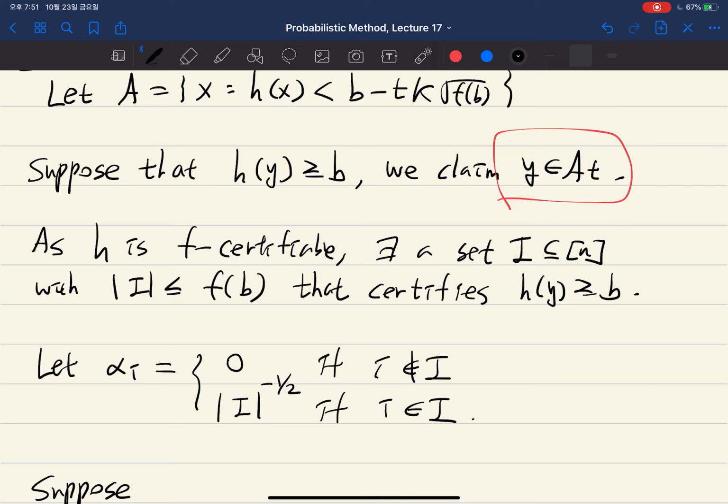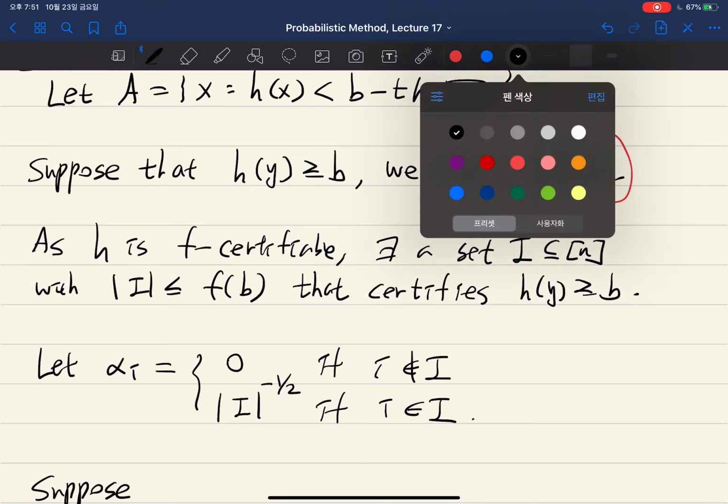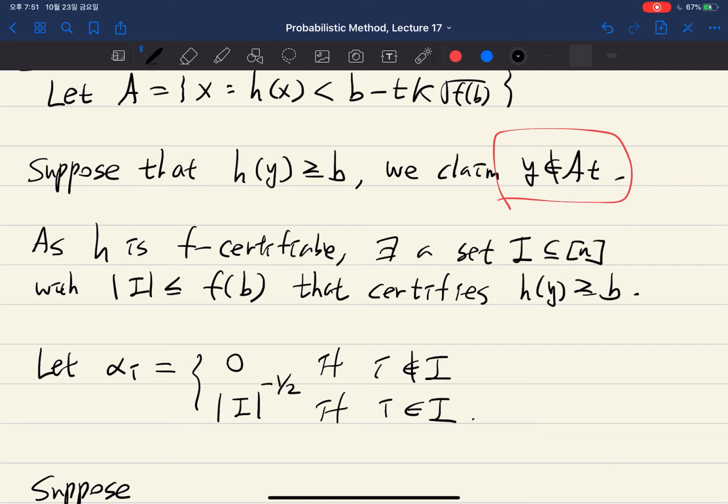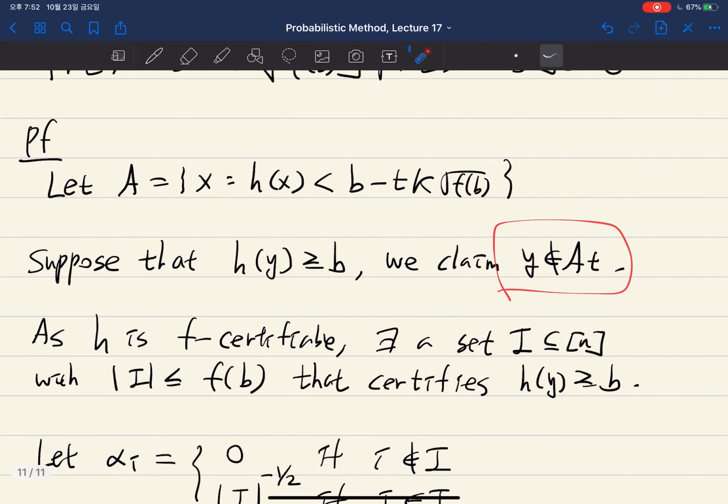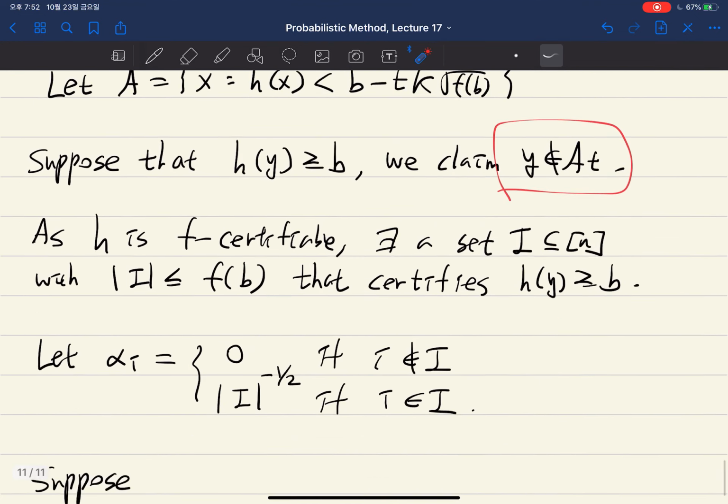Wait, sorry. Is it what you want to show? Let me check. Sorry, I didn't write it correctly. We want to claim that this is not in A sub t. Yeah. Then we can actually get this from the Lagrange inequality.